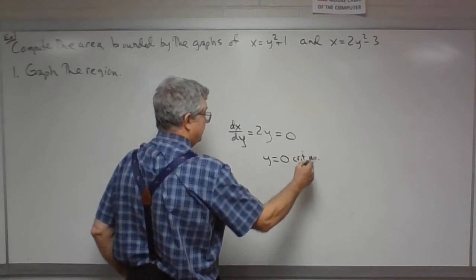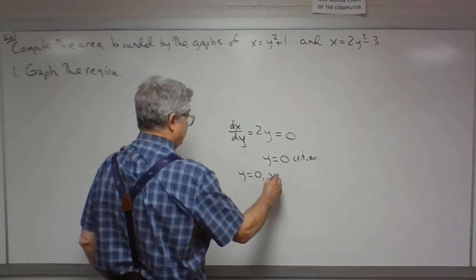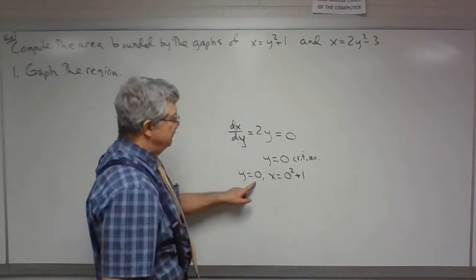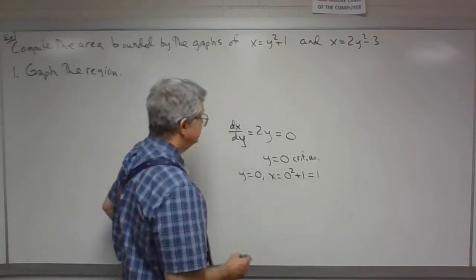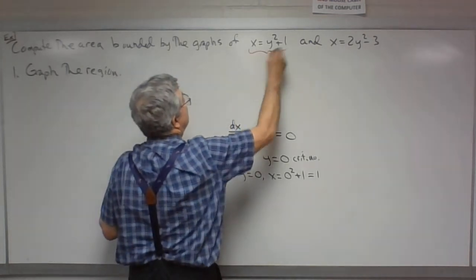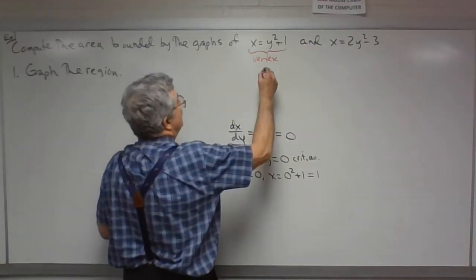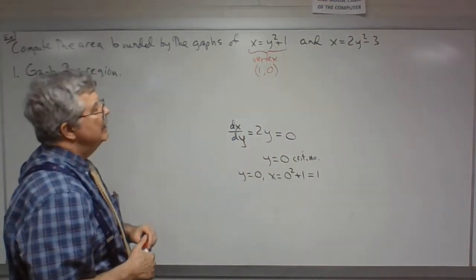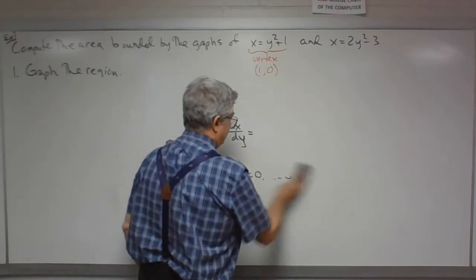Critical number. When y is 0, x equals y squared plus 1. Okay, we know something about this. Vertex, y equals 0, x equals 1. Let's do the same thing with this.